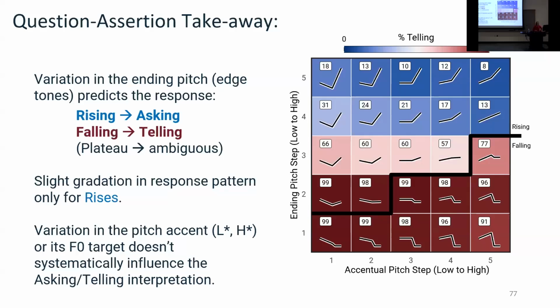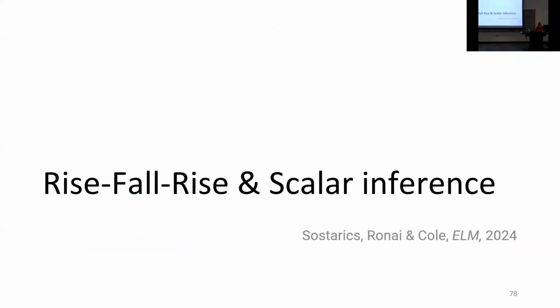Now, there may be other dimensions of meaning that listeners are detecting from variation within these rise and fall categories. Thomas has looked at this and has some results to share, which I'm not presenting here. The last experiment that I will go through looks at the rise, fall, rise intonation pattern in English and interpretations of scalar inference.